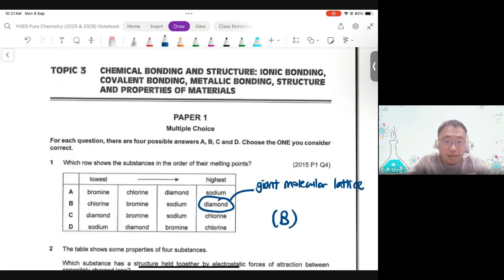Now, giant molecular lattice structures like diamond, graphite, silicon dioxide, these three are your common giant molecular lattices. The giant molecular lattice substances will have the highest of the highest. Even if you compare them to ionic compounds, generally giant molecular should have the higher melting point. So the highest melting point should belong to the giant molecular lattice structures. So diamond must be the highest. Once you know diamond is the highest melting point, the answer left is B.